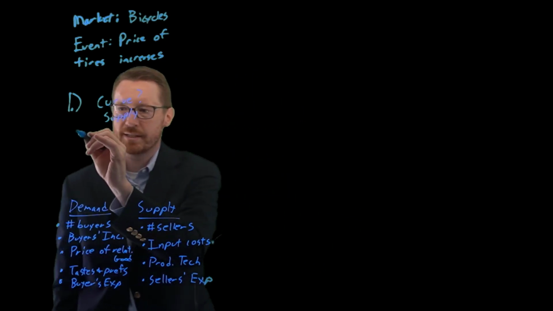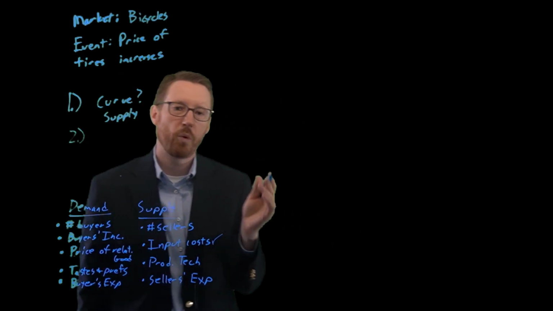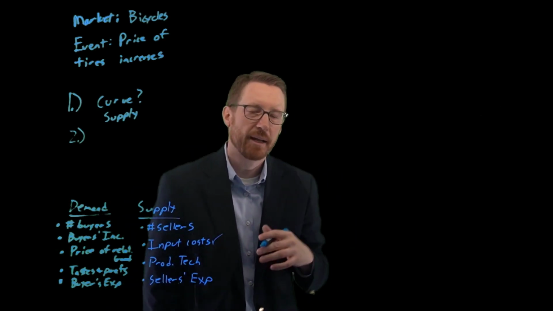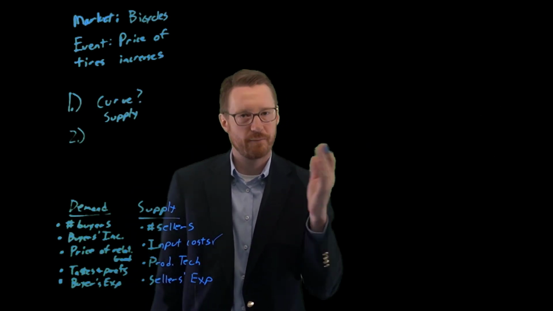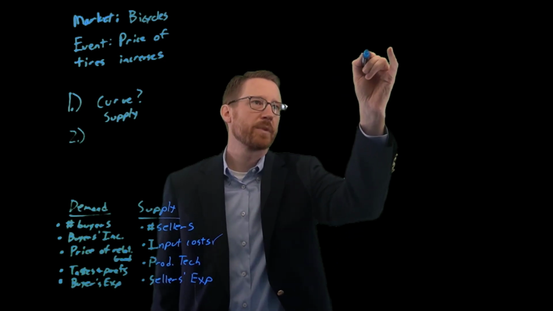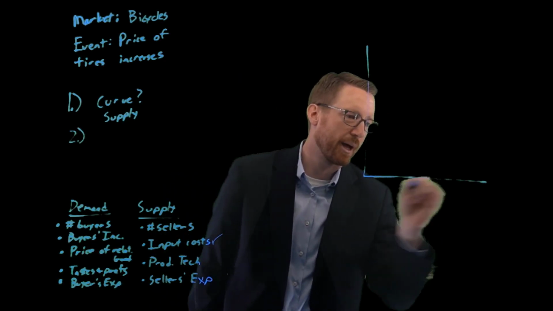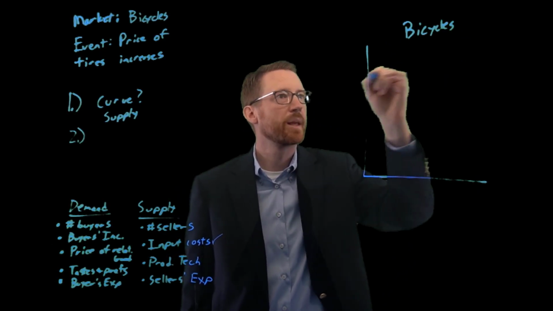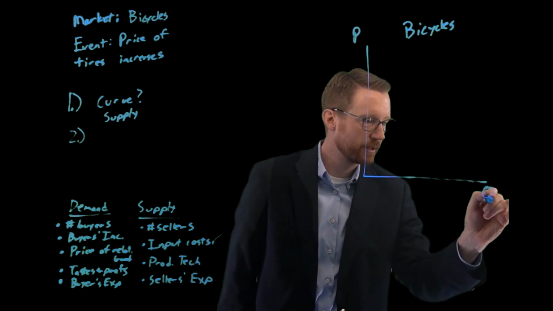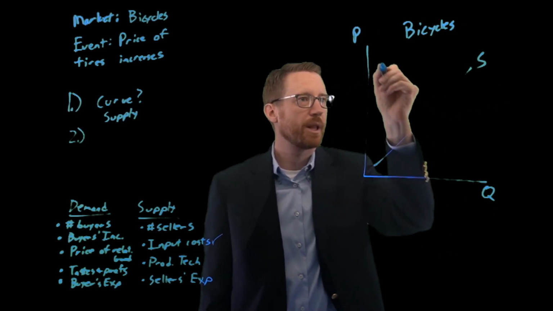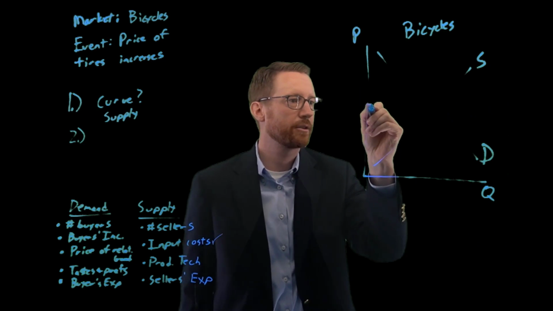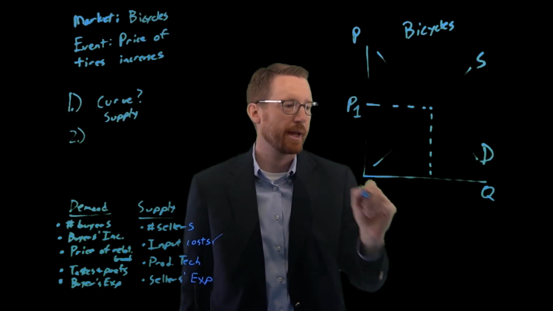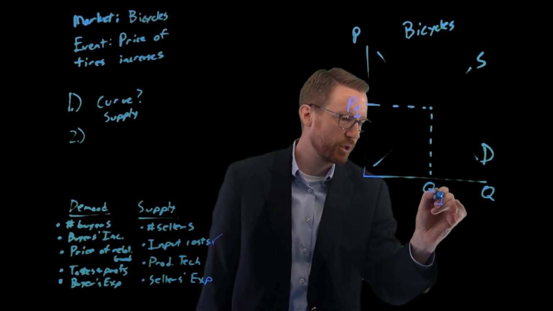Then our second step is which direction does the curve shift? Before we do that, let's go ahead and set up our model so we can visualize this shift. If we set up our supply and demand model, what are we looking at? We're looking at the market for bicycles. We're thinking about price and quantity. We've got a supply, we've got a demand, and there's some initial equilibrium. We'll call that P1 and Q1.